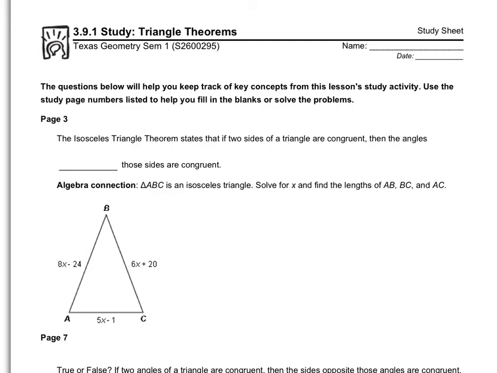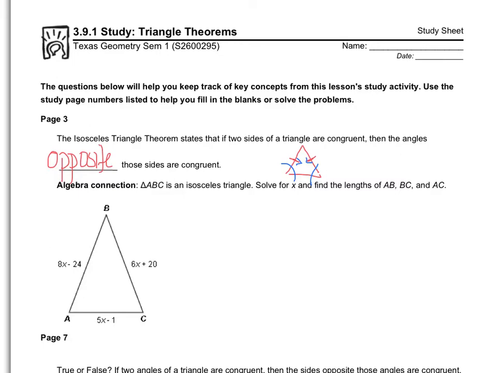The isosceles triangle theorem states that if two sides of a triangle are congruent, then the angles opposite those sides are also congruent. So if I'm looking at a picture of a triangle, such as this one, and I know that this leg is congruent to this leg, then that tells me that those angles that are across from it, the angles they are pointing at, which would be this one and this one, are also congruent.